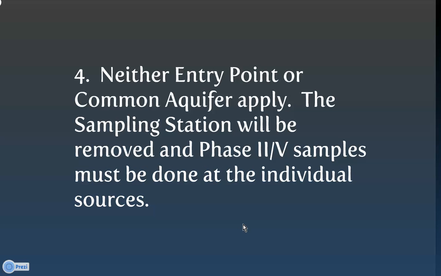If neither the entry point nor the common aquifer status can apply to your system, and you already do have a group source sampling station, then what's going to happen is the group source sampling station will be removed, and the phase 2, phase 5 samples will need to be done at each of the individual sources.